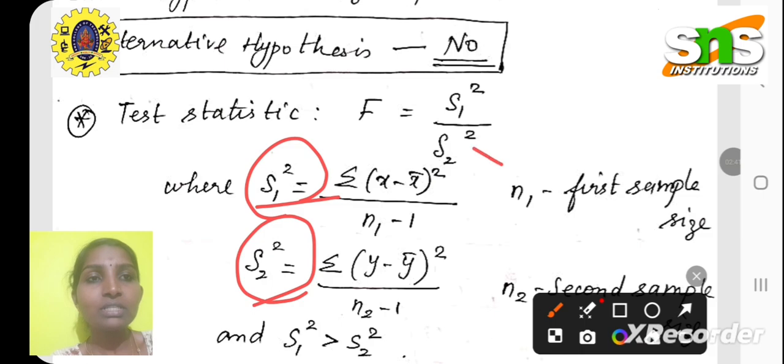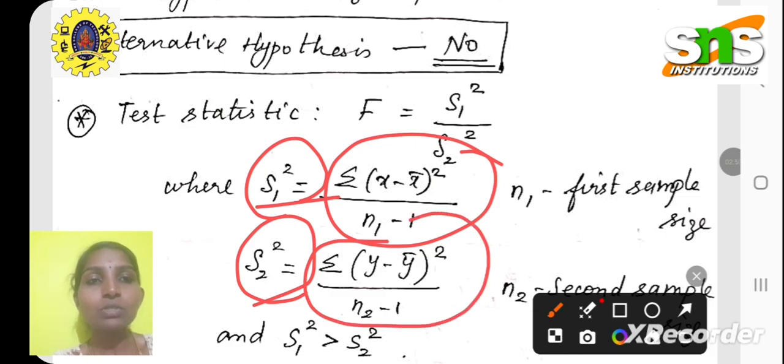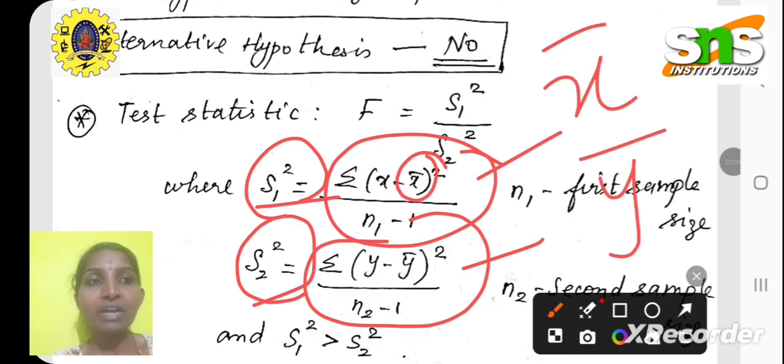As we already know, the standard deviation formula is: S1 squared is the summation of x minus x bar the whole square divided by n1 minus 1. And for S2 squared, we have the summation of y minus y bar the whole square divided by n2 minus 1. X represents the first sample and y represents the second sample. What we have to do is take the arithmetic mean first, which is x bar and y bar, for both of the given samples. After that we subtract the arithmetic mean from each of the x values and each of the y values, square it, and later sum it up. This is what we do for S1 squared and S2 squared.